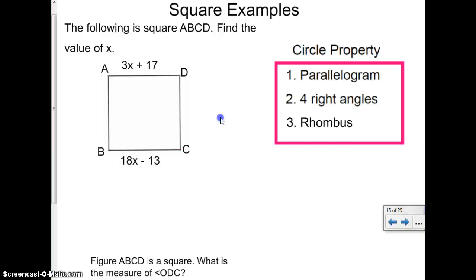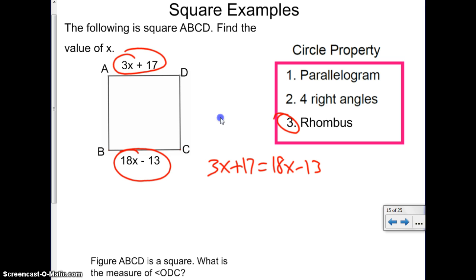So number 1 says the following is a square, find the value of x. Well, we know that all 4 sides of a square are equal. Right? So that means we know 3x plus 17 is equal to 18x minus 13. And we also remember that from our rhombus properties, right? So that means we just set these sides equal to each other. So 3x plus 17 equals 18x minus 13. So subtract 3x on both sides, and we get 17 equals 15x minus 13.